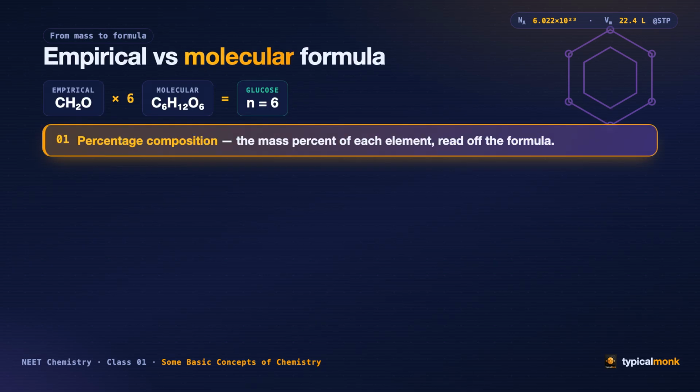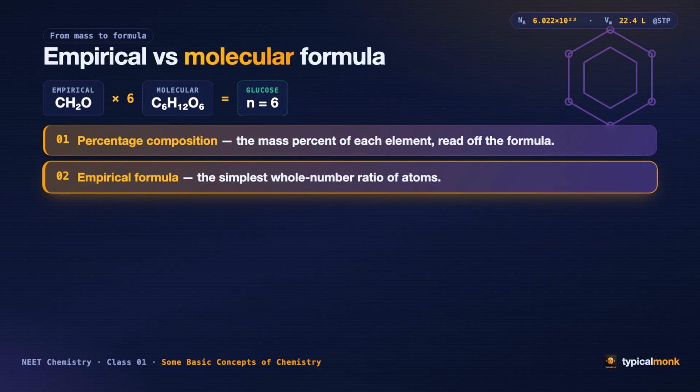Now let us read the formula, the way a chemist reads it. First, percentage composition, the mass percent of each element in a compound, and you can read it straight off the formula. Take water, 18 grams per mole, of which 16 are oxygen. So water is nearly 90% oxygen by mass. The formula quietly tells you what the compound is made of.